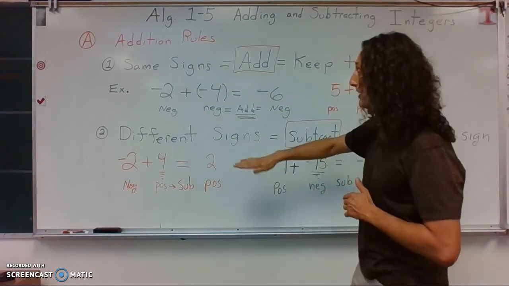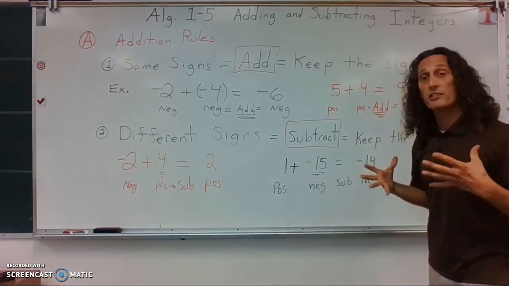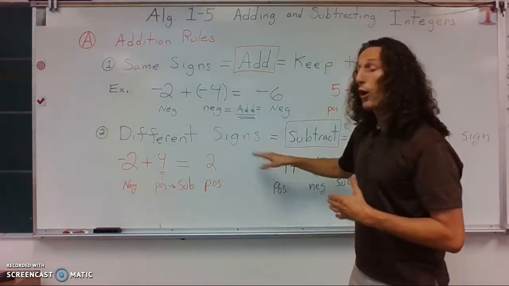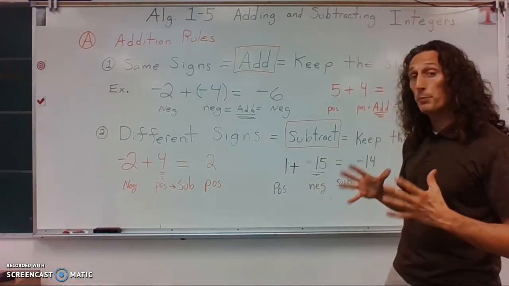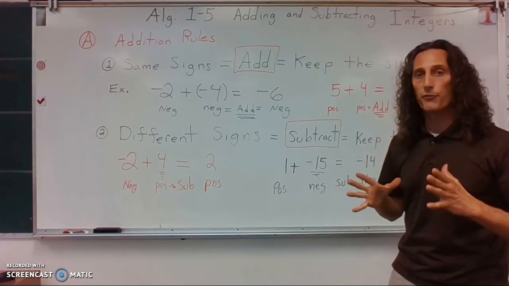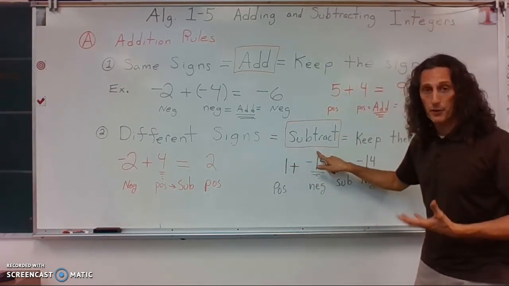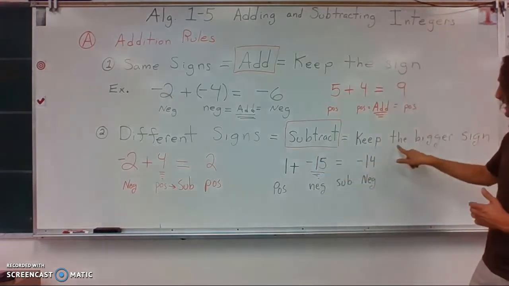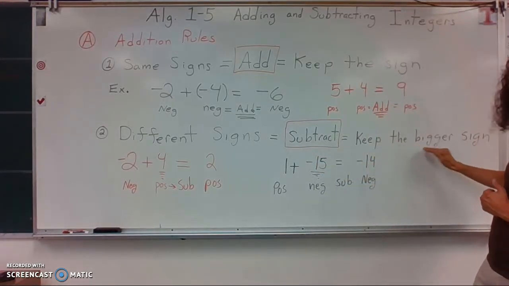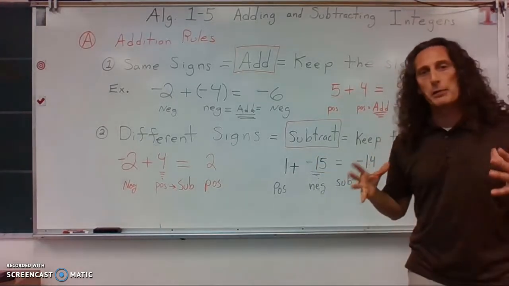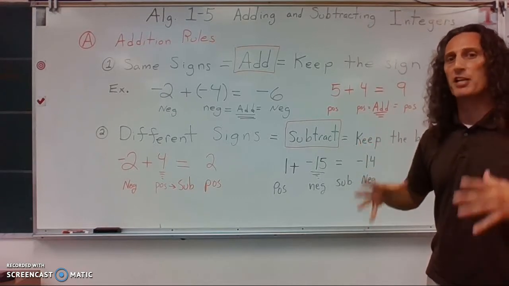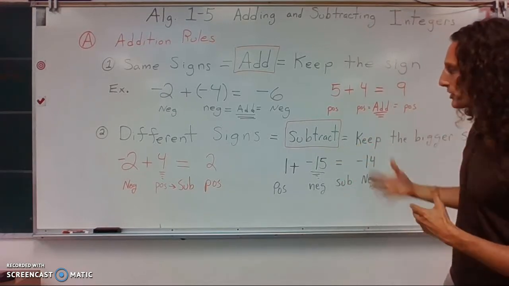So let's look at the second rule. What happens if your signs are different, right? Or you have two people and they're on different teams, right? So you're actually going to subtract those numbers, and you're going to keep the bigger sign, or you're going to keep the team that has more members on it. So let's look at those examples.